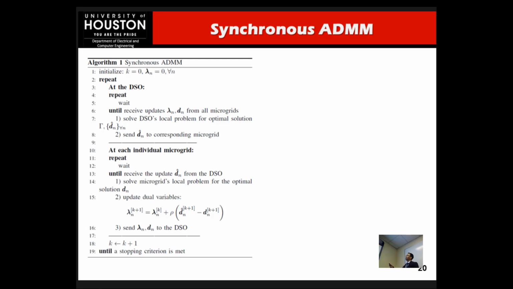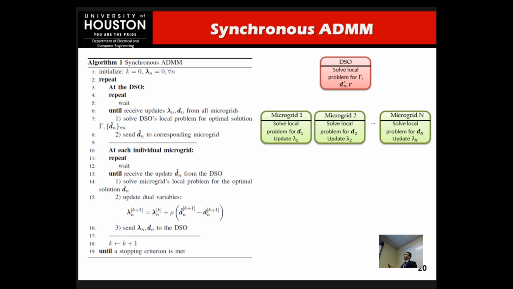The whole procedure of our distributed algorithm can be summarized in this algorithm. The basic idea is we decompose the original problem into the subproblem for the DSO and the subproblem for microgrids. First the DSO will solve the subproblem, then it sends some information to the microgrids. Then the microgrids, after receiving the information from the DSO, will solve the subproblem individually. And then they send some information to the DSO again, and the DSO will solve the subproblem again. It will repeat until it converges to the optimal solution.